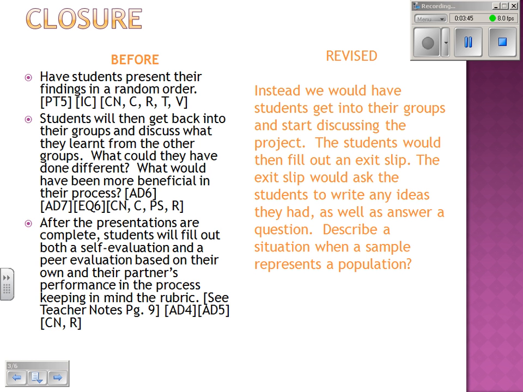Within the closure, we first had students presenting their findings in a random order, but when we thought about it, we actually wouldn't be doing this the same day of the lesson. Instead, that would be done once the students have all finished their project. So we revised it for that day at the end of the lesson: students get into their groups and start discussing their projects, and then they fill out an exit slip. Within that exit slip they write any ideas as well as answer a question where they describe a situation when a sample represents a population.